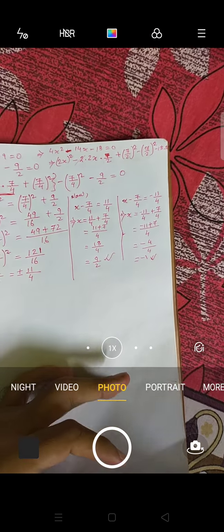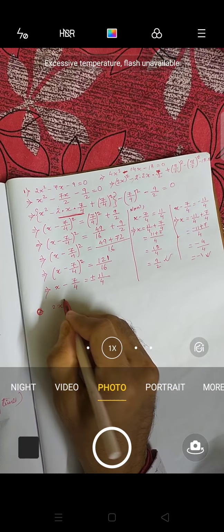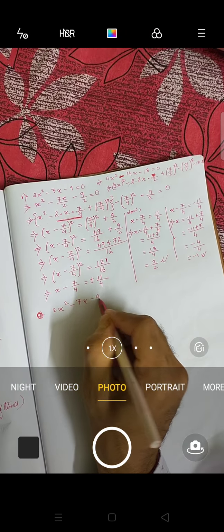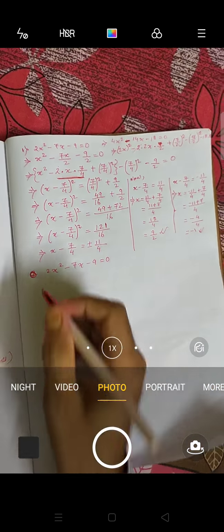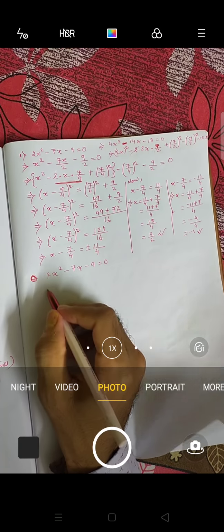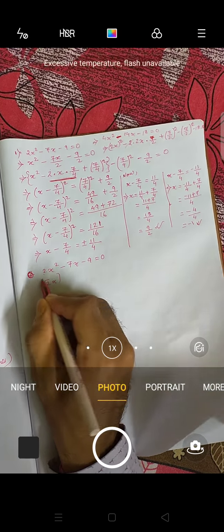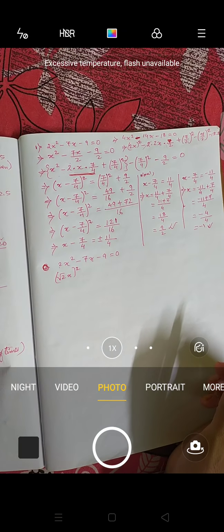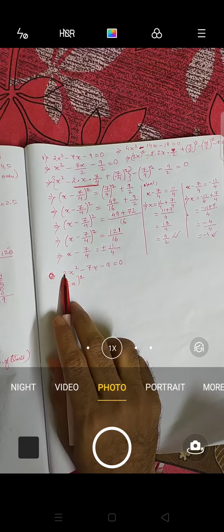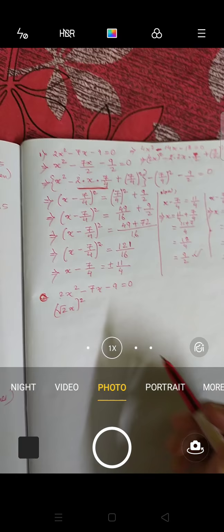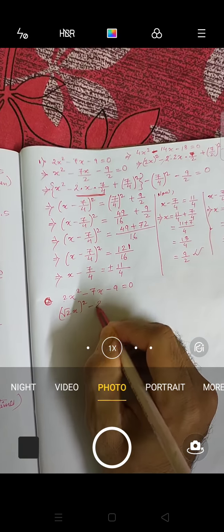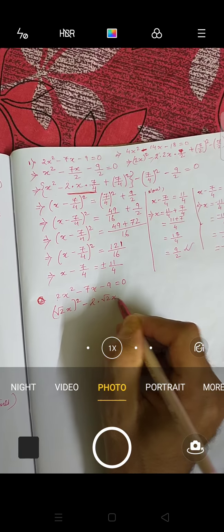So this is the second method. Now third method. Now this was the question: 2x square minus 7x minus 9 equals to 0. Now third method, what you can do, can I take this as a perfect square as root 2x whole square? Root 2 square will be 2 and x square will be x. Correct? Minus 2 into a, root 2x into b.